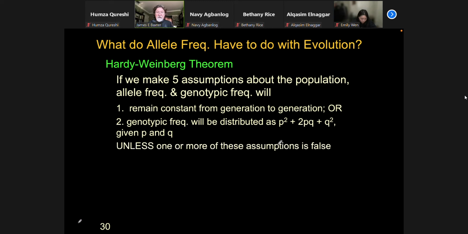So if one of these 5 assumptions is false, it can lead to a change in allele frequencies. No change in genetic traits: if all 5 of these assumptions hold, there's no change, then we say that this population at that gene locus is in Hardy-Weinberg equilibrium. So being in Hardy-Weinberg equilibrium means no change, no evolution, no microevolution is occurring.